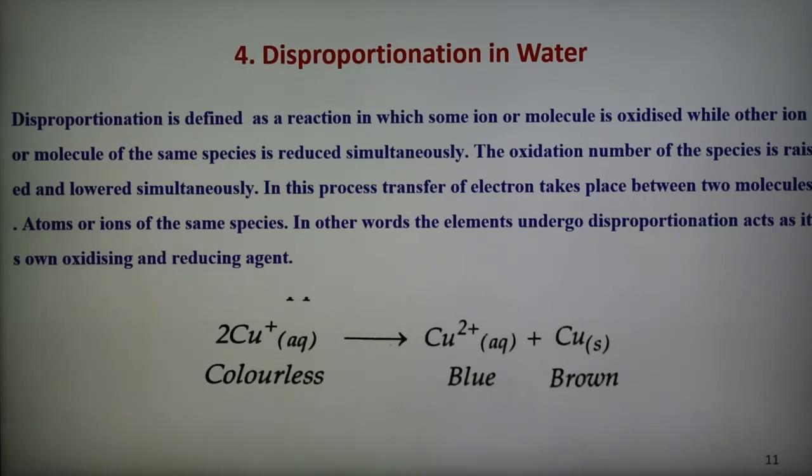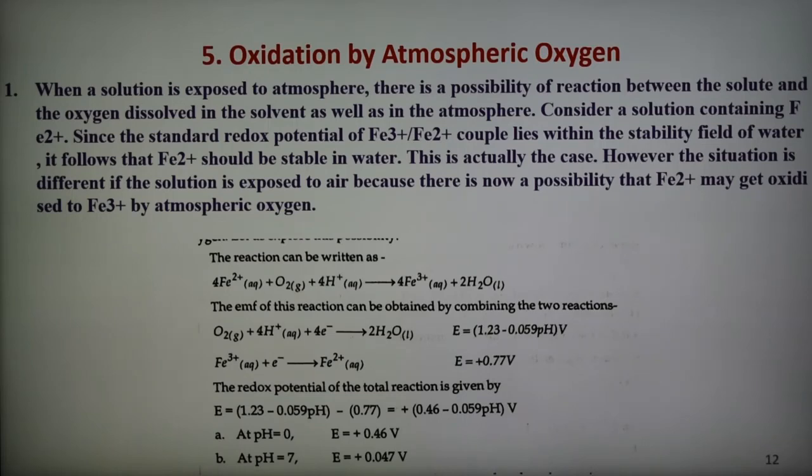And one last point is that when a solution is exposed to the atmosphere, there is a possibility of reaction between the solute and the oxygen dissolved in the solvent as well as in the atmosphere. For this case, we can consider a solution containing Fe2+. Since the standard redox potential of the Fe3+/Fe2+ couple lies within the stability field of water, it shows that Fe2+ should be stable in water. However, it becomes different when the solution is exposed to air, because there is now a possibility that Fe2+ may get oxidized to Fe3+ by atmospheric oxygen.